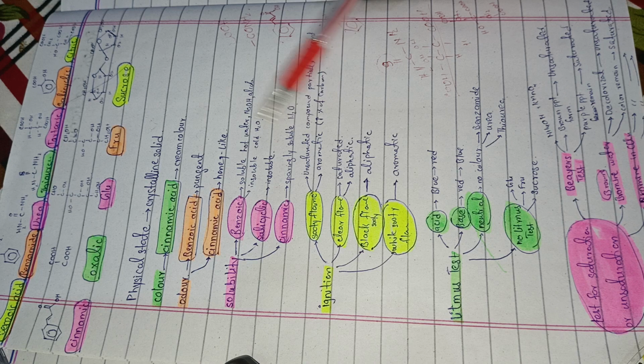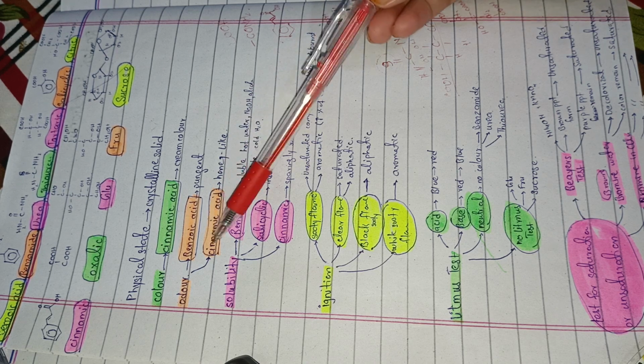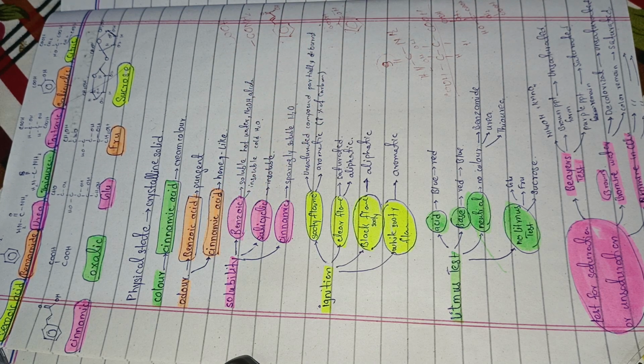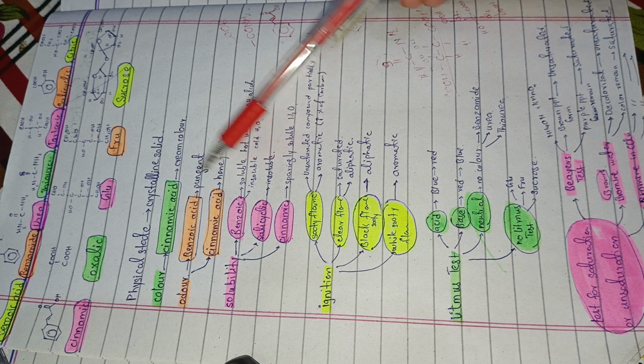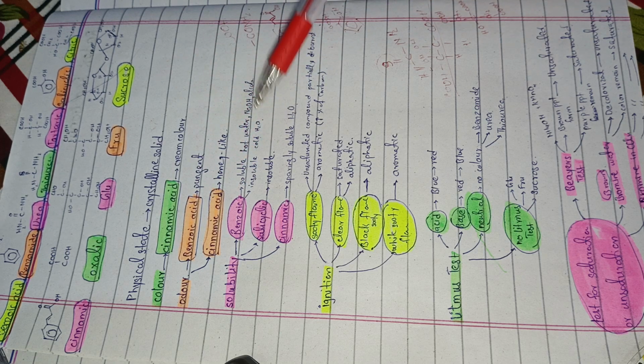Now we come to the next physical property, and this is the odor. It means what is the smell of a particular compound. All the other compounds are odorless except benzoic acid and cinnamic acid. Benzoic acid has a very pungent, irritating smell, but cinnamic acid has a honey-like smell. So these are the only two compounds which have some odor, while all the other compounds, whether it is benzamide, urea, thiourea, tartaric acid, or salicylic acid, are odorless.